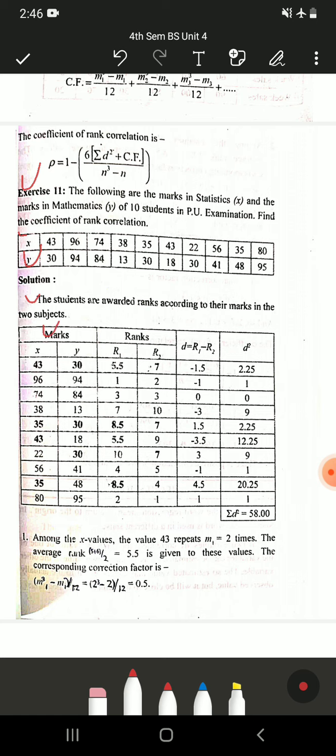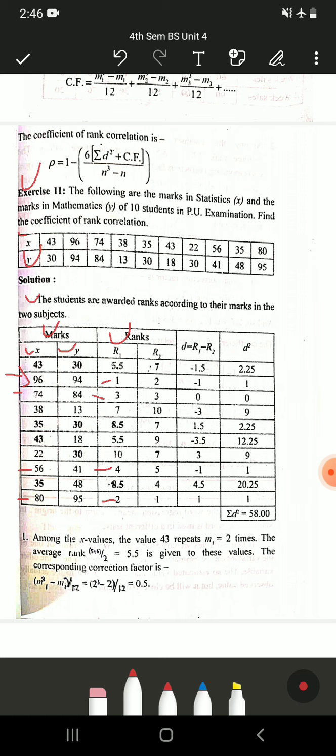So here we'll take marks first, X and Y, which is the given table itself. Now let us assign ranks. R1 is the rank assigned for marks in statistics. So check which is the highest number. Here 96 is the highest number. We're going to assign it rank 1. The next highest number is 80, so this is rank 2. The next highest number is 74, so it is assigned rank 3. The next highest number is 56, so it is assigned rank 4.